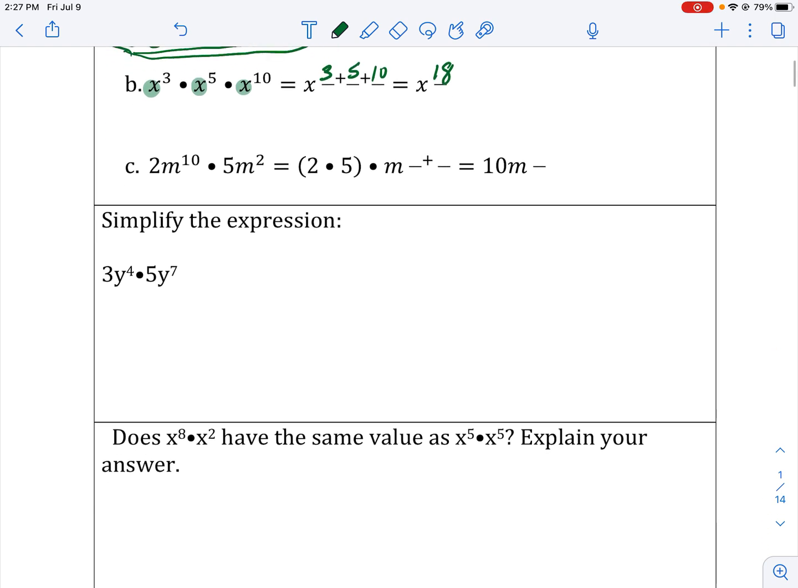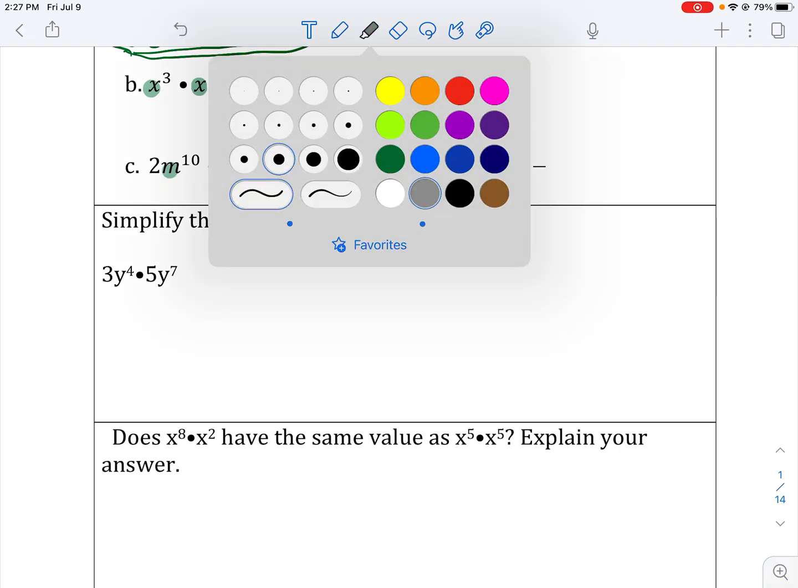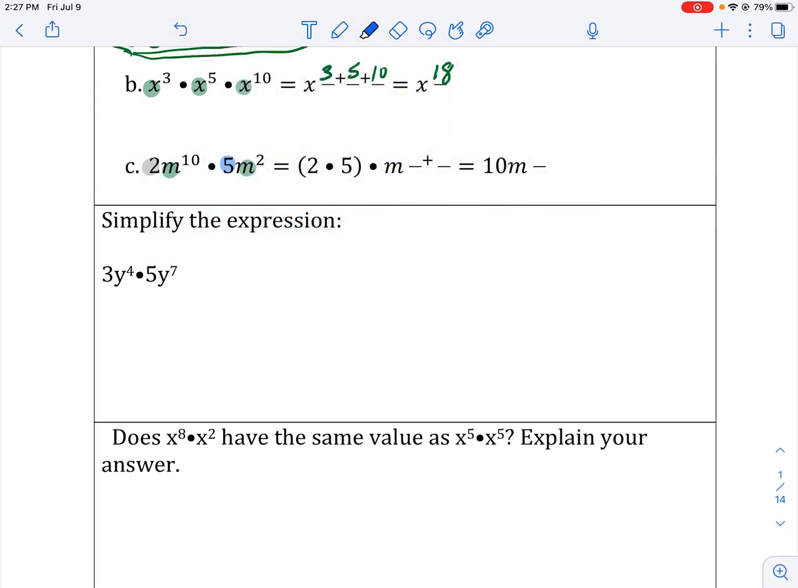Coming down here, I see m and m. Those are like bases. But here's a 2 and here's a 5. Those are not like bases. Those coefficients, those numbers in front, check out what we did here. We put those in parentheses off to the front. We are going to multiply those numbers separately. So when you have numbers in front that are different, like 2 and 5, we are going to multiply those out differently. And 2 times 5 gives us 10, so that's where this 10 is coming from.